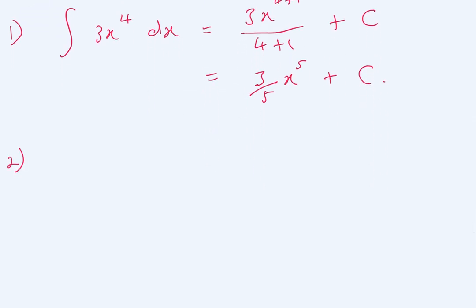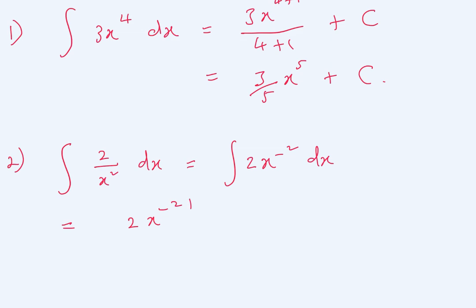And the second one, number 2, we are integrating 2 over x squared with respect to x. In this case, the first thing you're going to do is write it as a power function in the standard form. So you're going to write it as 2 multiplied by x to the minus 2 with respect to x. Now you go ahead and apply the formula: 2x to the minus 2 plus 1, divided by minus 2 plus 1, plus an arbitrary constant c.